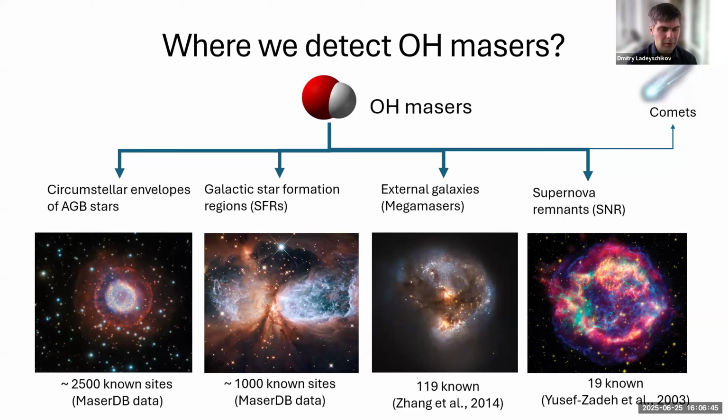Another category of OH masers is external galaxies. Almost all are megamasers, and also supernova remnants, and very rare are OH masers in comets, but we will not focus on them.